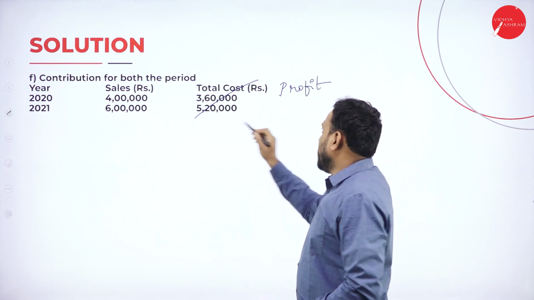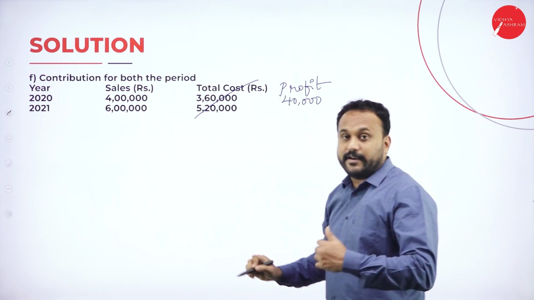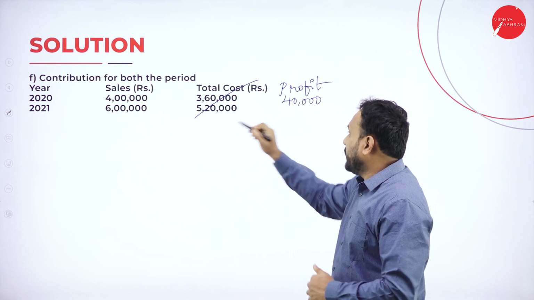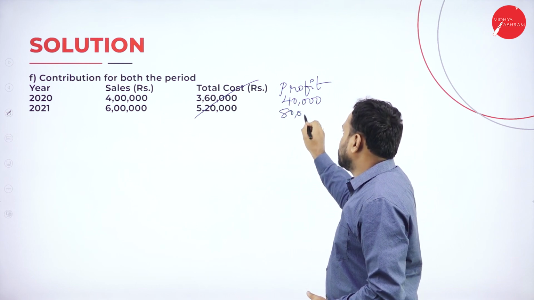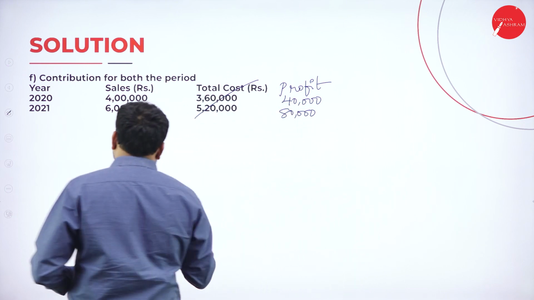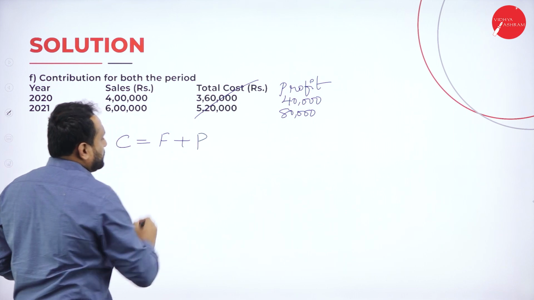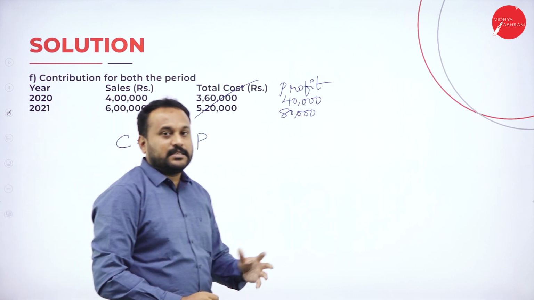Now 2020, how much is our profit? 40,000. We have calculated it earlier itself. And 2021 is how much? 80,000. So we'll go with contribution. What is the contribution formula? Contribution formula is C is equal to F plus P.